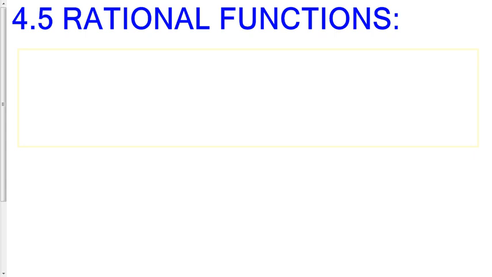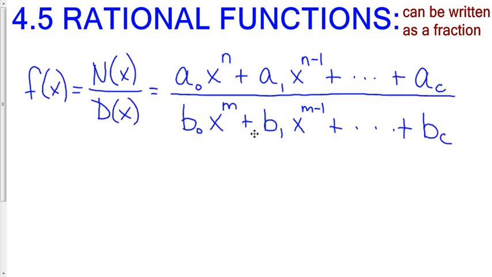The fifth and final section that we're going to deal with in Chapter 4 deals with rational functions. A rational function is something that can be written as a fraction, as a numerator and a denominator. And the ones we're going to be looking at are basically going to be polynomial functions in both the numerator and the denominator. Sometimes one or the other will be just an integer, and they'll take on this form.